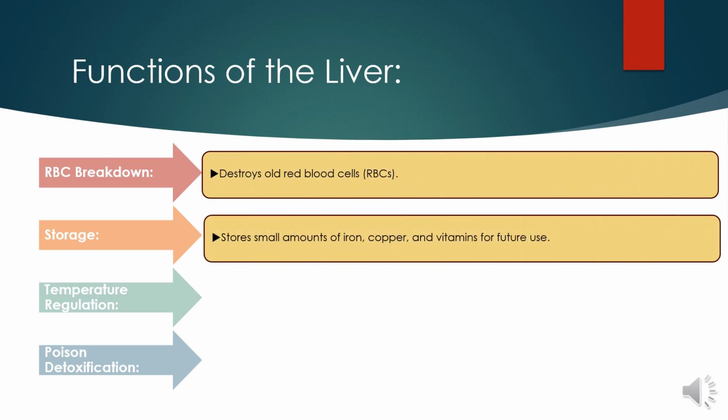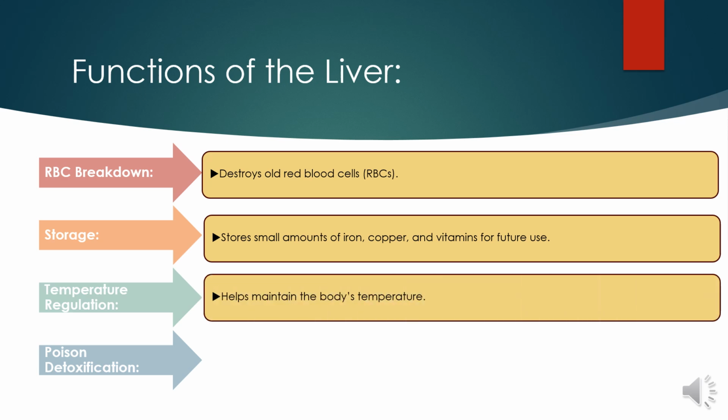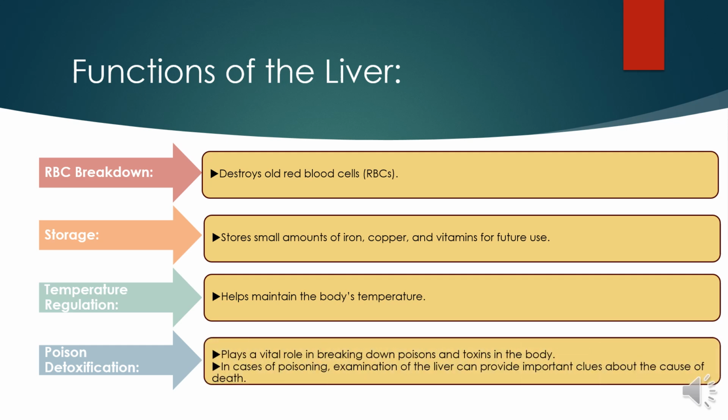Storage. Stores small amounts of iron, copper, and vitamins for future use. Temperature regulation helps maintain the body's temperature. Poison detoxification plays a vital role in breaking down poisons and toxins in the body. In cases of poisoning, examination of the liver can provide important clues about the cause of death.